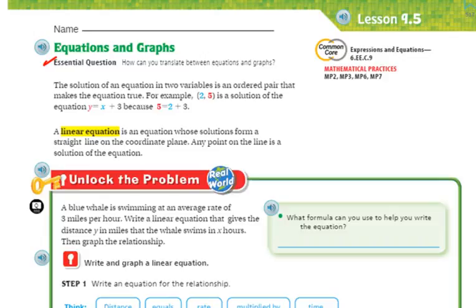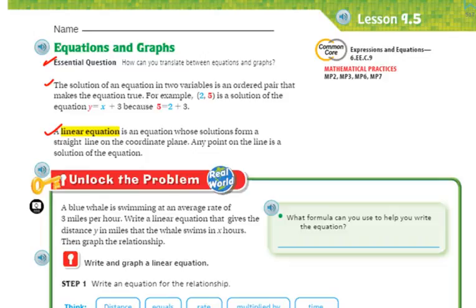The solution of an equation in two variables is an ordered pair that makes the equation true. For example, 2 comma 5 is a solution of the equation y equals x plus 3 because 5 is equal to 2 plus 3. All right. It's all that stuff we've been working on.